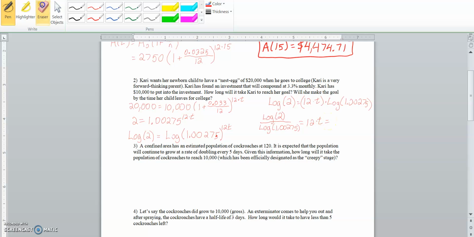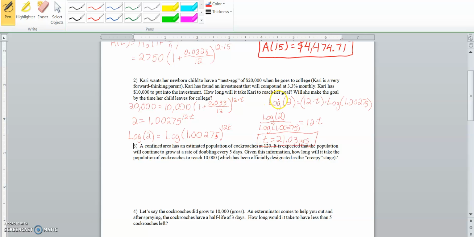Well, you know what I'm going to do? I'm just going to erase that and not do this last step. The last step is, you'd simplify. You take log 2, and you get some decimal number. Divide that by log of 1.00275, get another number. So this fraction here, divide by 12, t equals 21.03 years.